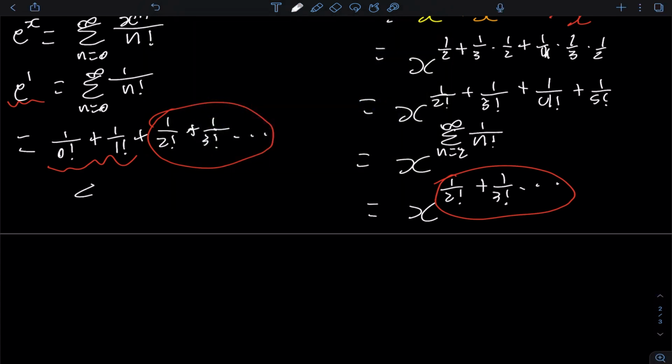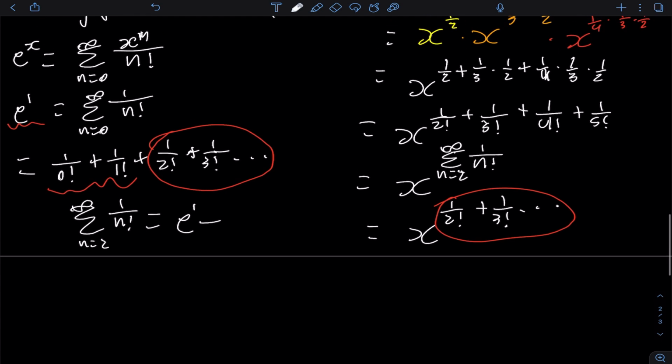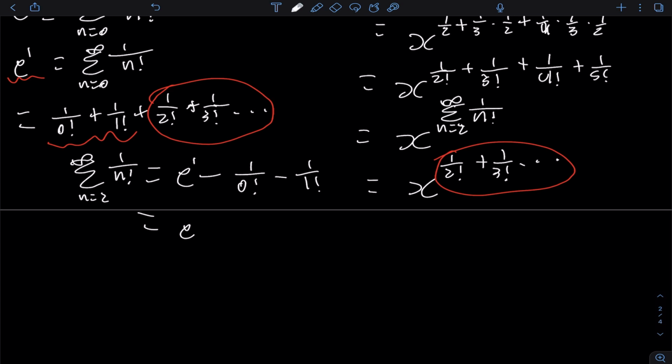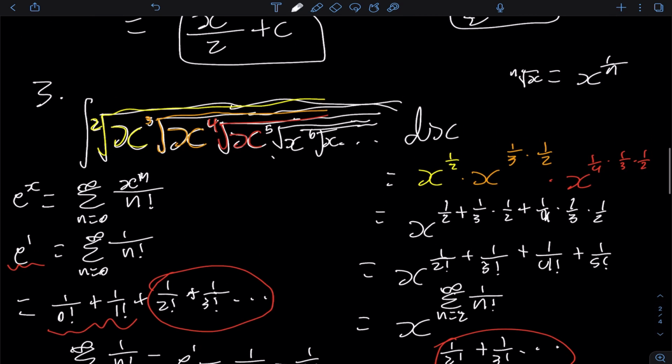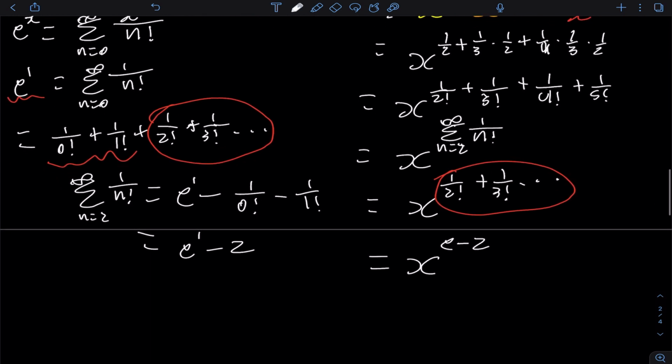So we see that the sum, finally, from n equals 2 to infinity of 1 over n factorial is just equal to e to the first power minus the first two terms of this expansion when x is 1. So that's minus 1 over 0 factorial minus 1 over 1 factorial. And guess what? That corresponds to e to the first power minus 1 over 1 minus 1 over 1, which is minus 1 minus 1, which is minus 2. So e minus 2. So all we have here is just x to the e minus 2. That is really, really cool. This entire expression converges to x to the e minus 2 power.